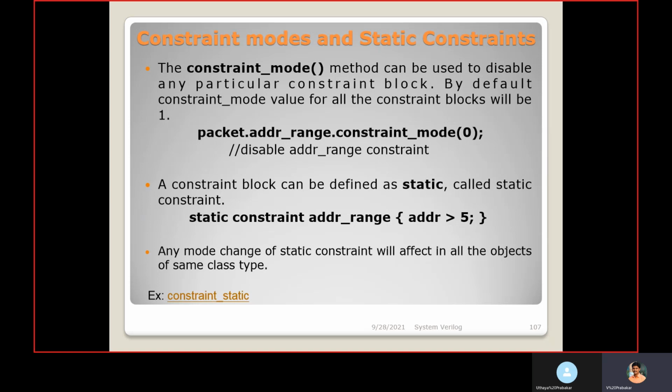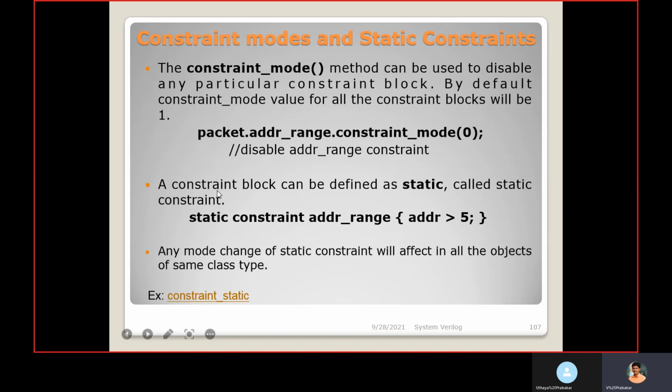By default, the constraint mode value for all constraint blocks is 1. We saw rand mode to enable and disable the randomization behavior of a particular variable. In the same way, we can control the constraint behavior to enable and disable a particular constraint with the help of constraint mode. When the constraint mode is 0, for example packet.address_range.constraint_mode(0), where address_range is the constraint name, we are disabling the constraint, so it will not take effect.